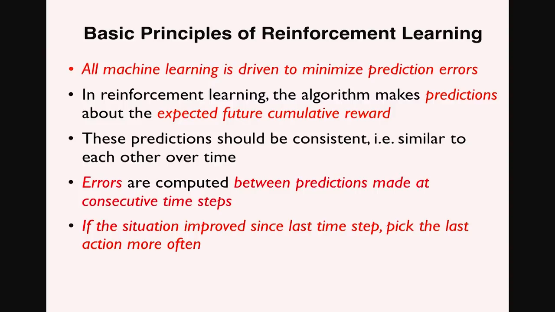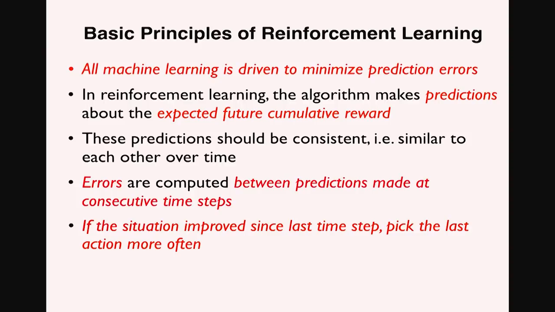Now, what are the basic principles of reinforcement learning? All of machine learning really is driven by minimizing prediction errors of some sort. And so reinforcement learning is not about how the model is constructed. It's really about what kind of errors you are trying to minimize, and what is the mechanism by which we're going to do that. In reinforcement learning, we're looking at predictions about the expected future cumulative reward. And the agents are going to try to make these predictions consistent over time.